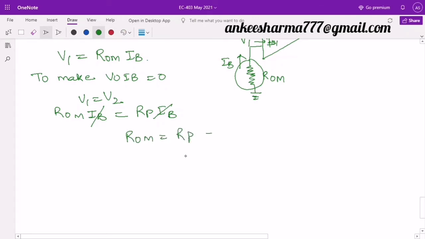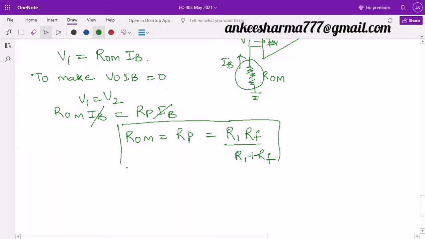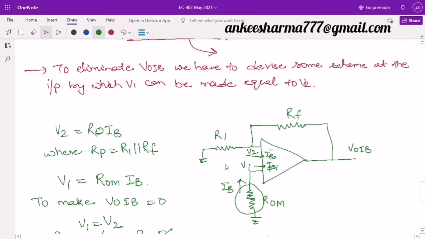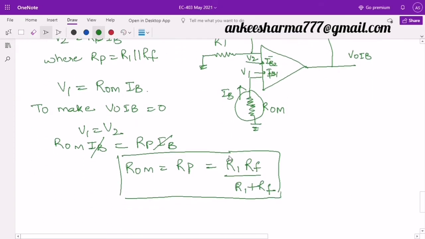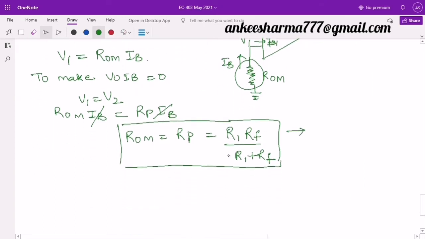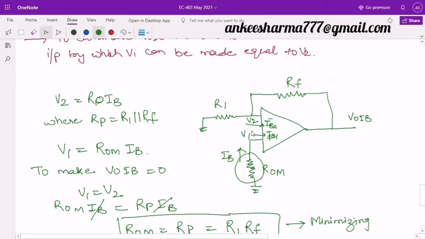where RP is equal to, what was RP? It is a parallel combination of R1 and RF. So R1 into RF upon R1 plus RF. So this is the compensating network that we have to apply at the non-inverting terminal to overcome the effect of input bias current at the inverting terminal, right? And that's why in some of the books you will find this ROM resistor also referred to as the minimizing resistor. So we sometimes call it the minimizing resistor, because it is minimizing the effect of the IB current at the inverting terminal.